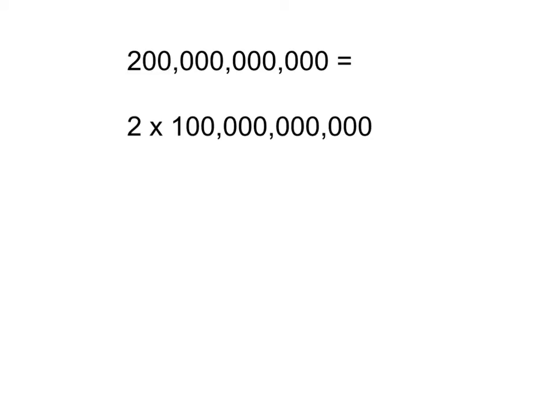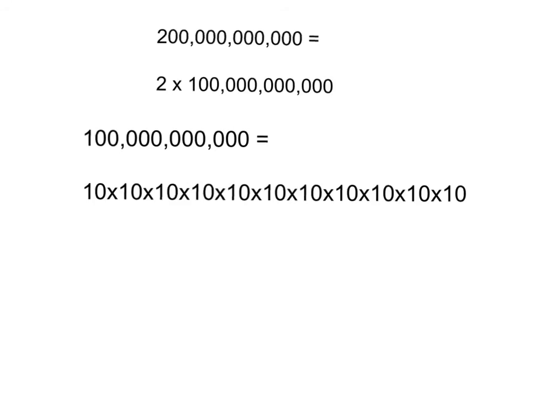So let's look at one example. That 200 billion stars can be written this way. It can also be written as 2 times 100 billion, but it's this 100 billion that causes the problem. But in fact, 100 billion is just a multiple of 10. In fact, it can be written as 10 times itself 11 times. A more convenient way to represent that is to write 10 to the 11th power, where the 11 is the exponent that represents how many times 10 gets multiplied by itself.